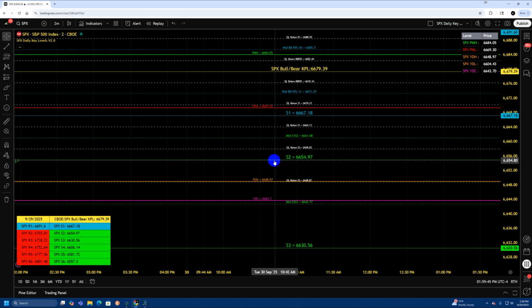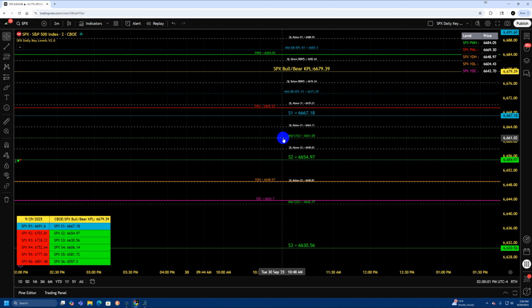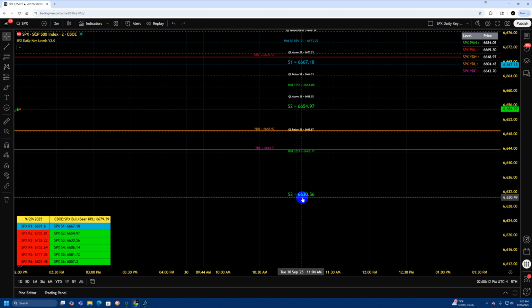On a break below S2, the tight stop loss for a bearish trade taken from S2 would be the first QL above S2 here, and your standard stop loss would be the first midpoint above S2, which is mid S1, S2. Same thing applies on S3 levels.